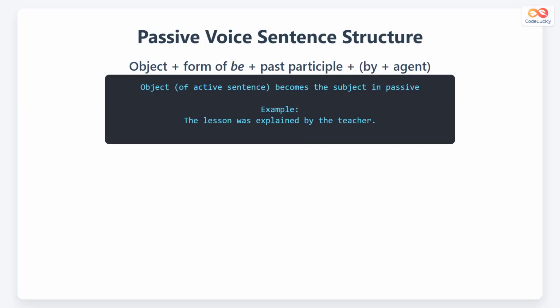To create passive voice, take the object from the active sentence and make it the subject. Add a form of the verb be plus the past participle of the main verb. The doer of the action, called the agent, goes at the end after by, and in parentheses if not important.